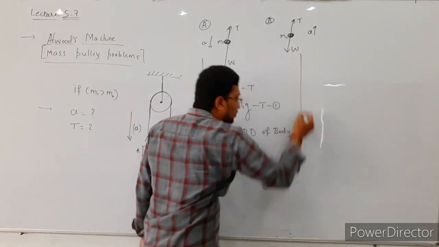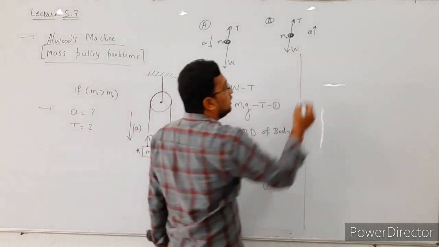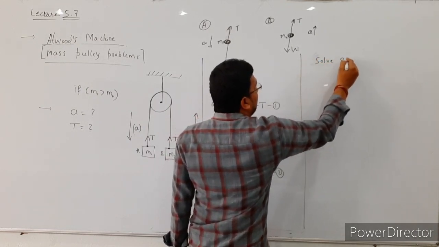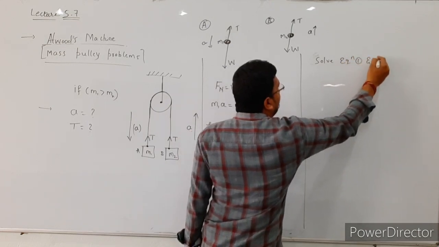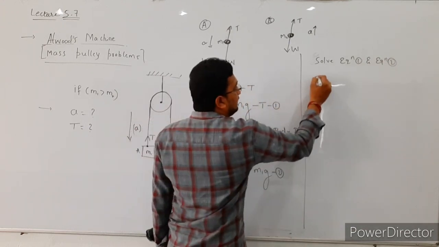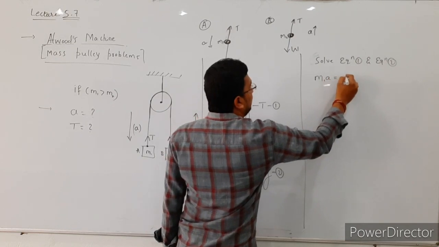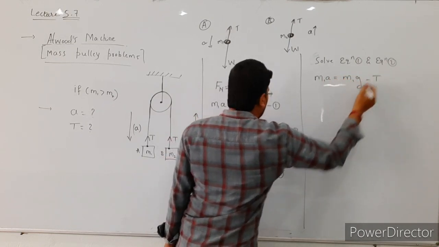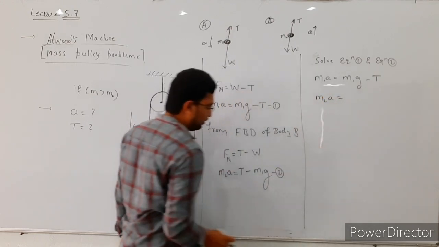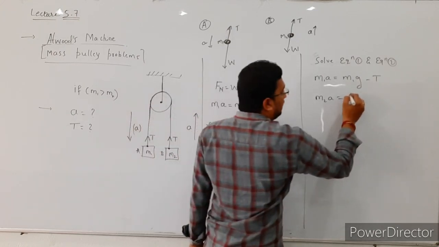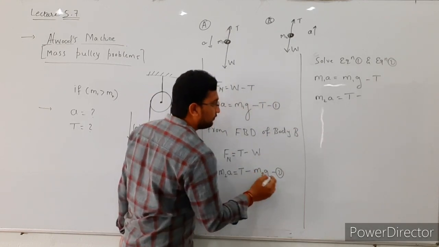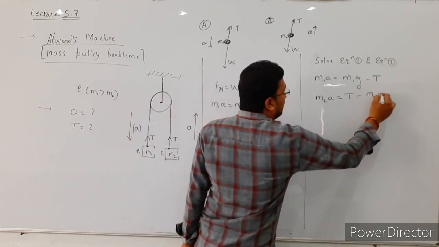Okay. So next we are going to solve equation number 1 and equation number 2. Write equation number 1: m1a equals m1g minus tension T, and equation number 2: m2a equals tension minus m2 into g.